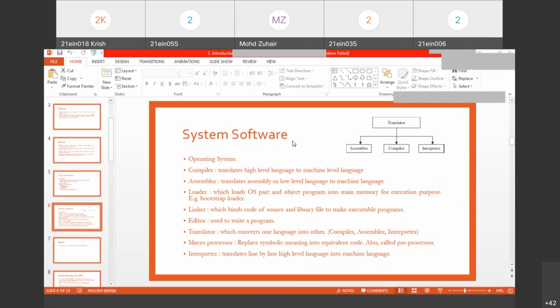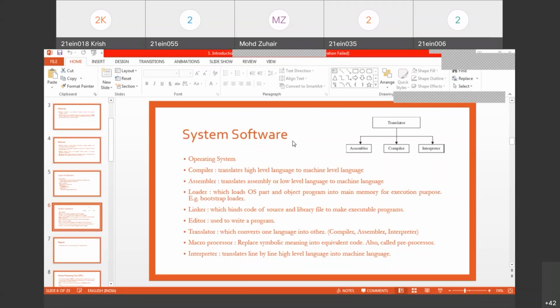Then we have editors, which are used to write a program. For example, if you have downloaded Code Blocks, then Code Blocks will come with two options: install only IDE or with compiler also. Okay. So IDE is basically the place where we write the code, the window on which we write the code and execute the code. Okay.